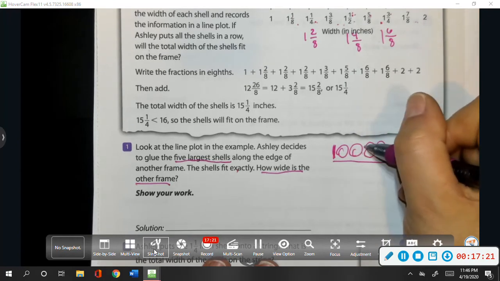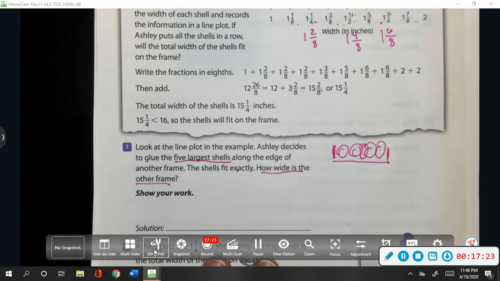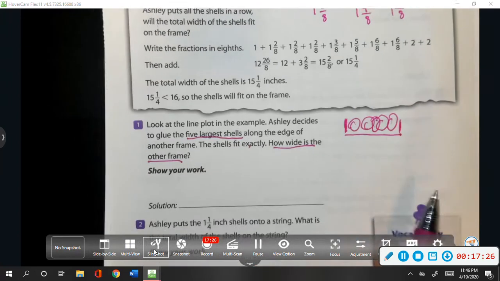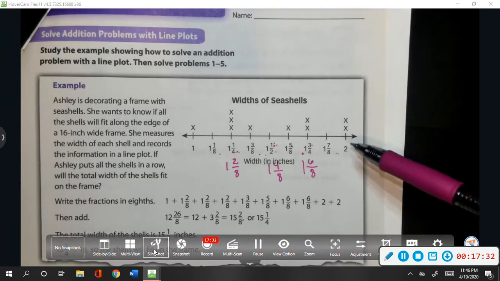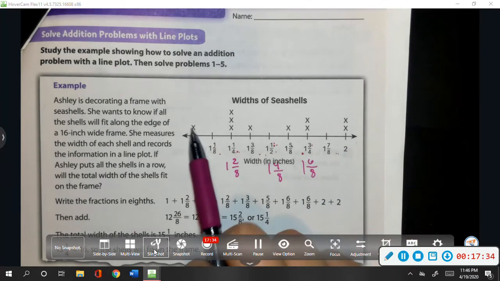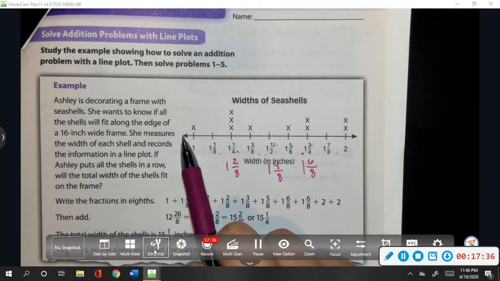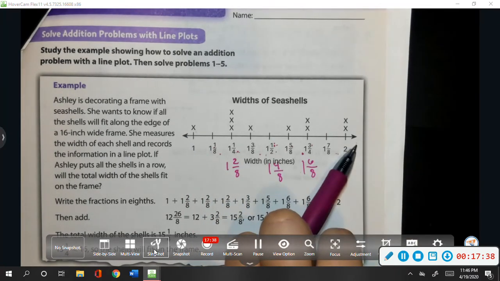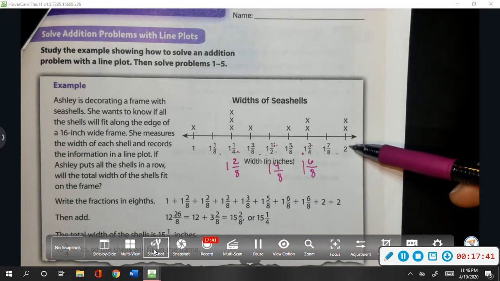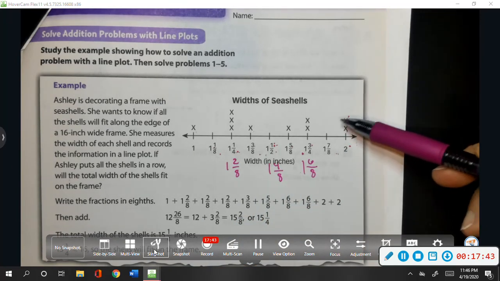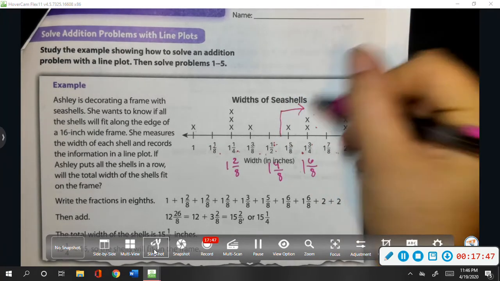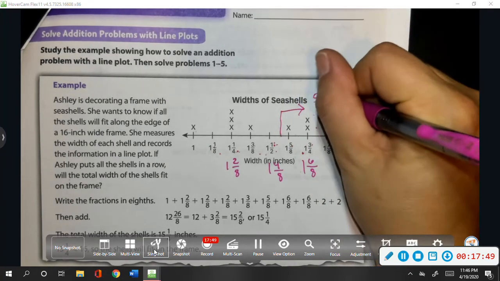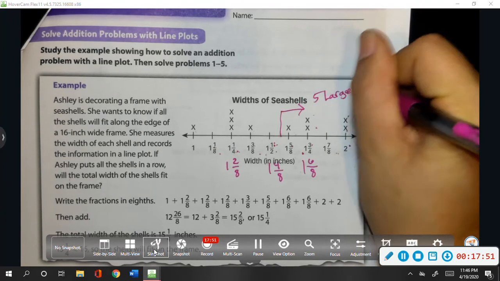So let's see, our largest. How do we find our largest seashells? By using this line plot. Remember, this is going to be the smallest. This is going to be the largest. So we're going to count backwards from 2. So we had 1, 2, 3, 4, 5. So all the shells from here over are the 5 largest shells.